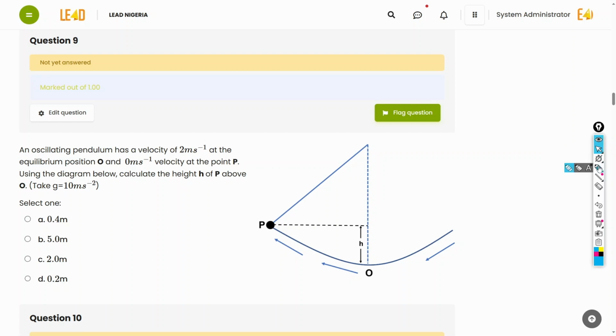Okay. So this says an oscillating pendulum has a velocity of 2 meters per second at the equilibrium position. So here's our equilibrium position. That means that we are told that v is 2 meters per second there, and 0 meters per second velocity at point P. So this is our maximum displacement, so you'd expect that velocity will be 0. Good. So we're asked to calculate the height, the actual displacement.